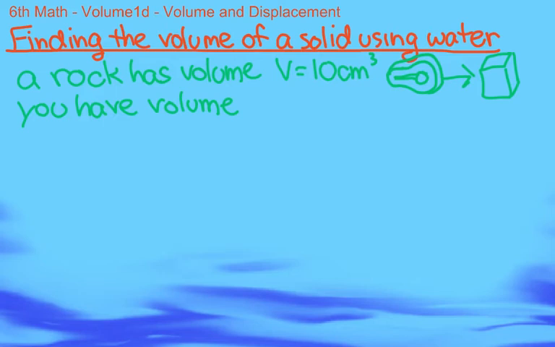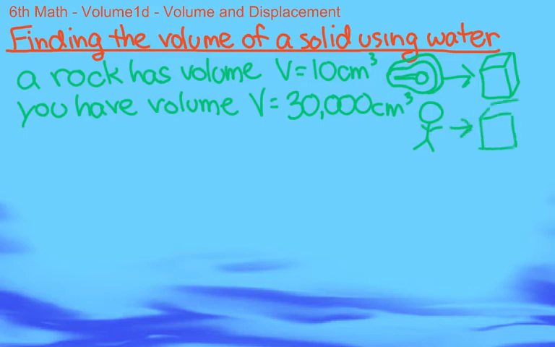Well, you have volume too. What if we said that your volume was 30,000 cubic centimeters? That means if we took your body and turned it into a cube, we could actually find the dimensions of that cube and kind of make you into a box. Hey, whoa. Sorry, I don't mean to fit you into a box right now.